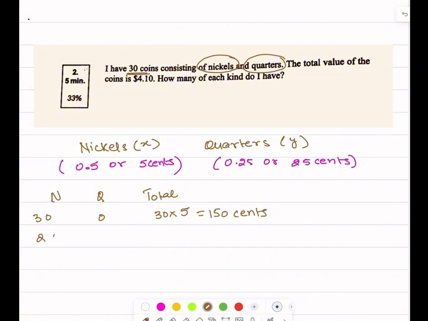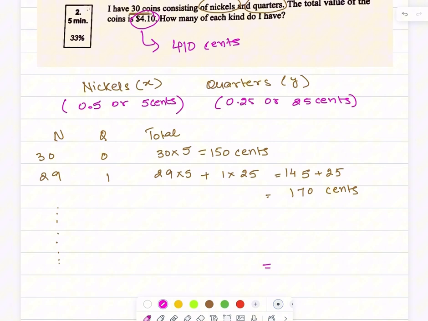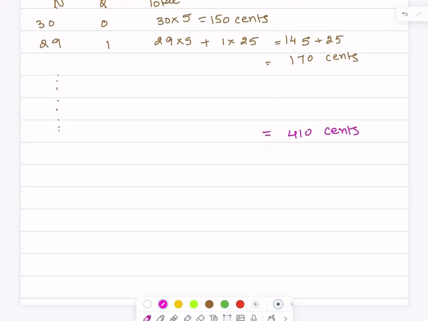The amount that you need is $4.10, which makes it 410 cents. So you will keep on changing the number of nickels and the number of quarters until you get to 410 cents. Now you can see that if I take 29 nickels and 1 quarter, then it just makes 170 cents. So you can keep on doing this until you reach a value which is a total of 410 cents. We'll get 410 cents.